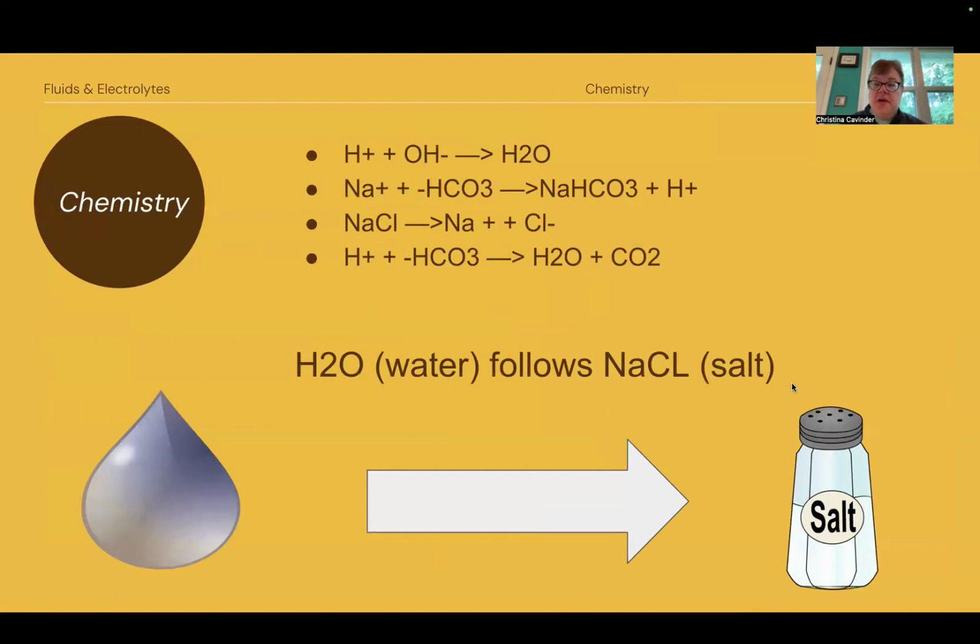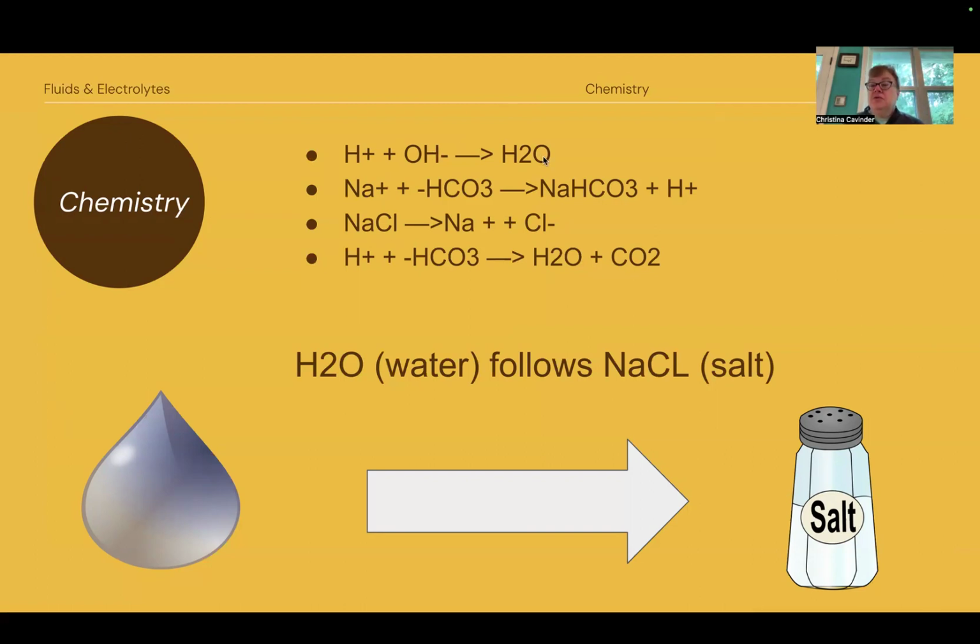So let's review a little chemistry. I know everybody loves chemistry, so I'm just going to review this. This is helpful to know for when we talk more about kidney regulation, but it is very helpful to know for acid-base balance. So first of all, the hydrogen ion is positively charged, the hydroxyl ion is negatively charged. These bind, and they bind very, very tightly, and it makes water.